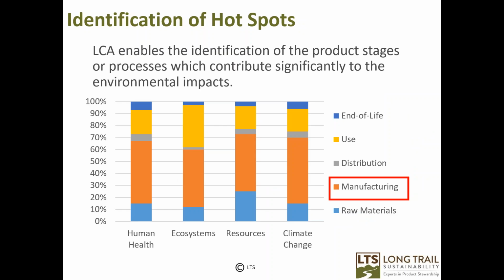And LCA identifies product stages or processes that contribute significantly to the environmental impacts. These hotspots may be consistent across impact categories, or they may be varied depending on the study. Some of your opportunities may be outside of your four walls. In this graph, which is common in LCA, you will see the impact scaled to 100%, with the environmental impact categories across the X, such as human health, ecosystems, resources, and climate change, which is just a sampling of what we typically see in an LCA.